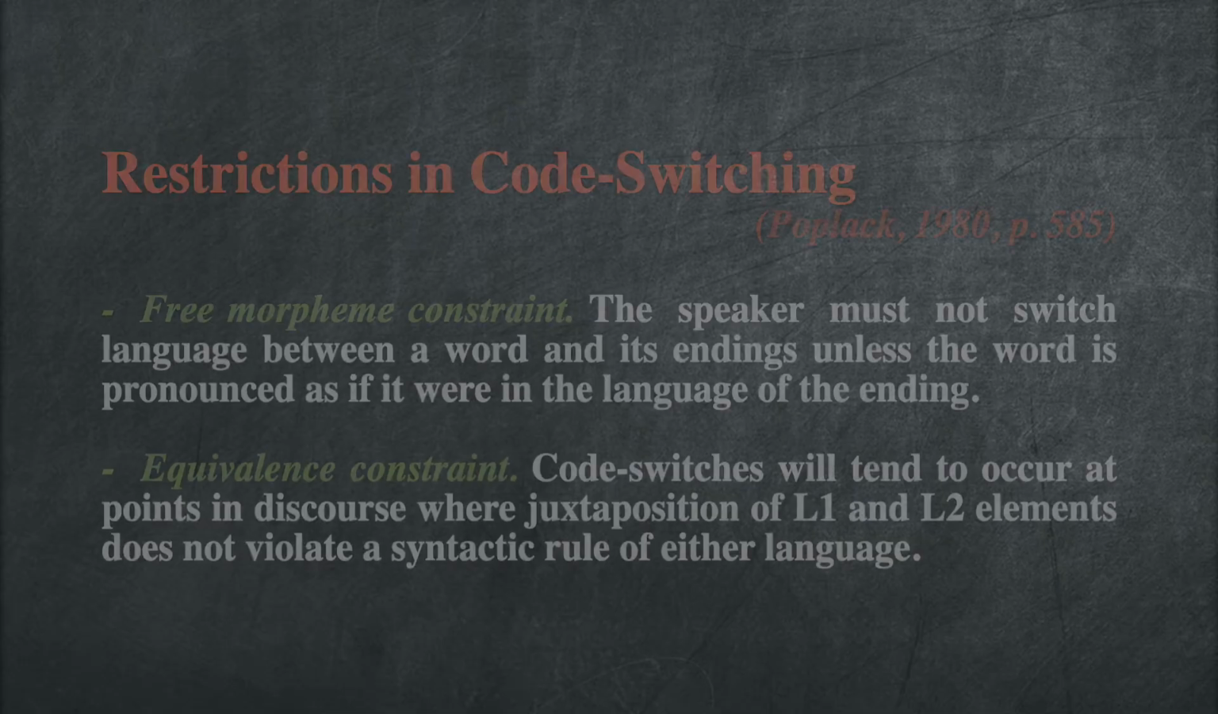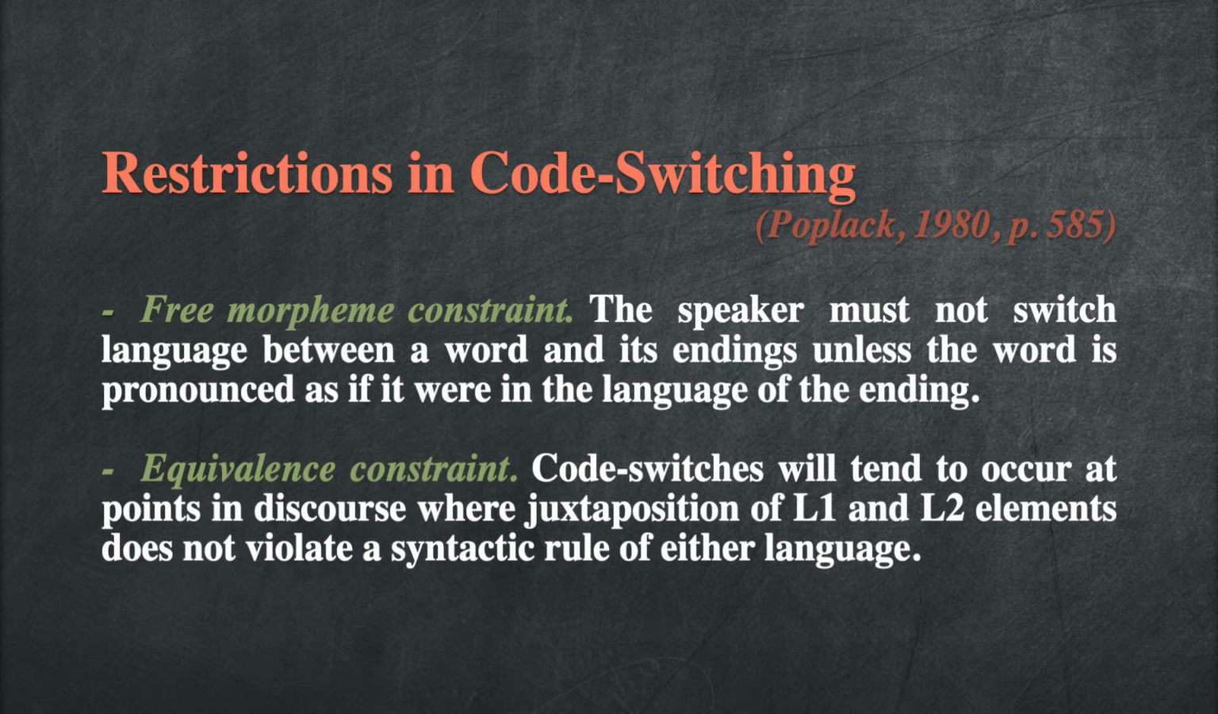Many researchers now think that the act of code switching is governed by rules instead of just being done randomly. Poplack claims that there are two main restrictions in which switching can happen: the free morpheme constraint and the equivalence constraint. The free morpheme constraint is one in which the speaker must not switch language between a word and its endings, unless the word is pronounced as if it were in the language of the ending. That is, an English-Spanish switch, like runeando, is impossible because run is distinctively English in sound, but flipeando is possible because flip could be a Spanish word.